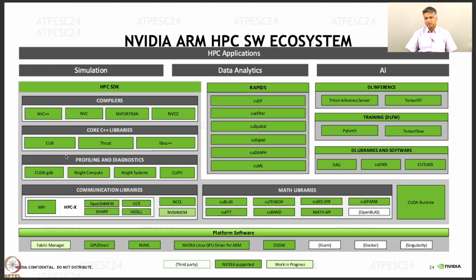You have other libraries for data analytics and AI available as well, and traditional math libraries such as cuBLAS, cuFFT, cuTensor, and so forth are available. And all of this will be able to run on Nvidia hardware directly.